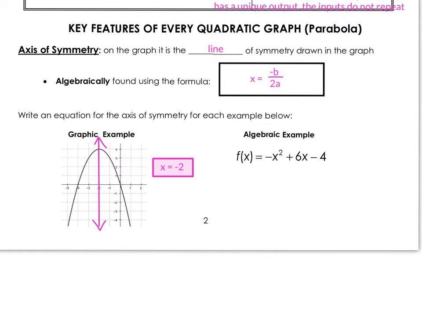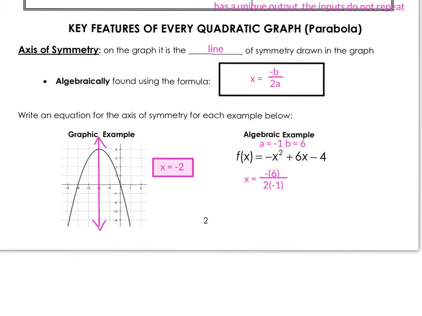So the a value is negative 1, the b value is 6. I'm going to plug those into the formula. So we have this negative 6, that's the negative b value, divided by 2 times negative 1. Now you can put this in your calculator as a fraction, or you can simplify it.